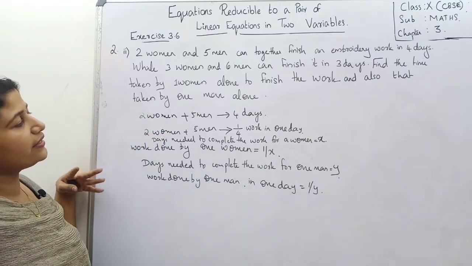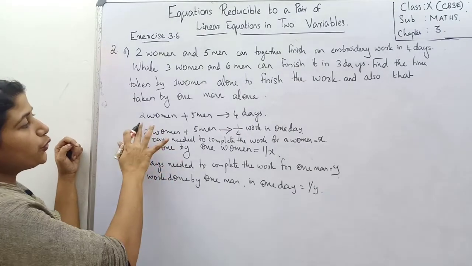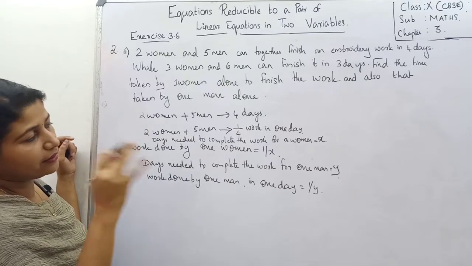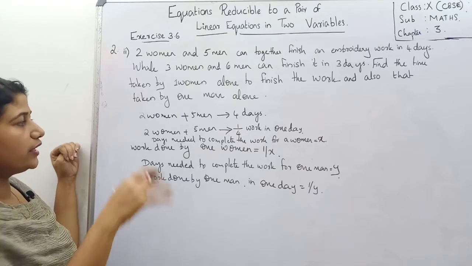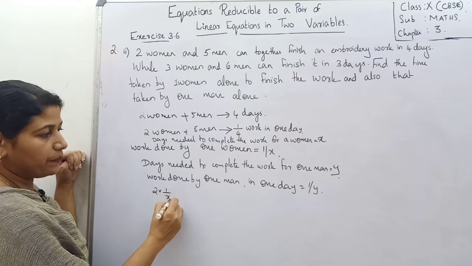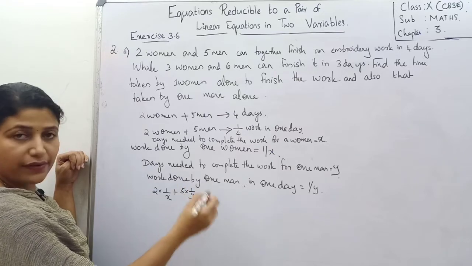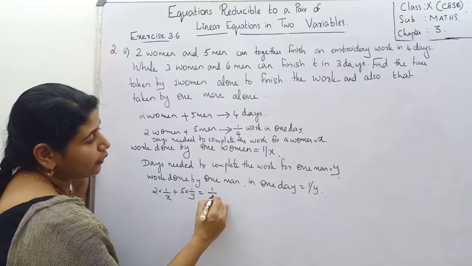So now we can write this situation into an equation. That means in 1 day, 1 woman can do 1 by x of the work. If 2 women are there, they will do 2 into 1 by x of the work. And 5 men will do 1 by y of the work each. That means 5 into 1 by y. Together they will make the work as 1 by 4.